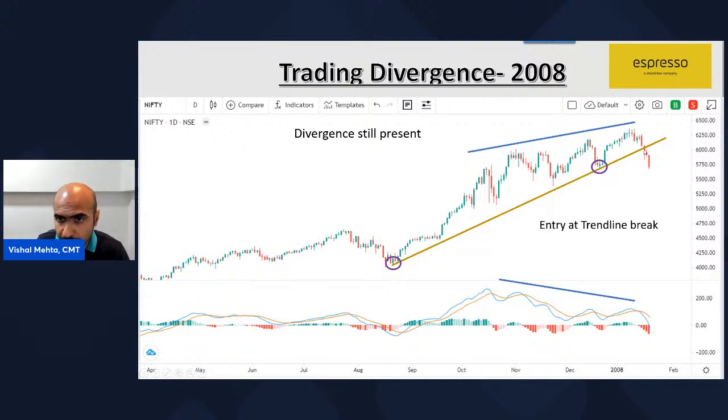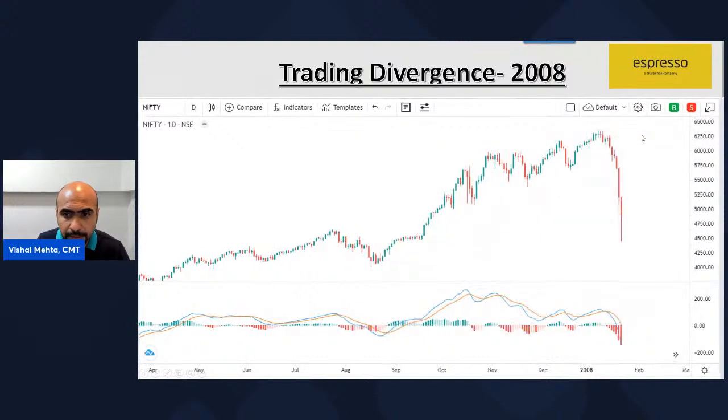Remember I told you, close. Where should I put my stop loss? Just above this swing high. Okay, I can put it over here, I can put it over here, depending on your risk management. I'm going to put it at the swing high because this was also a fractal high. Now let's see what happened. We breached the swing high, not triggered, and then we had the 2008 fall.